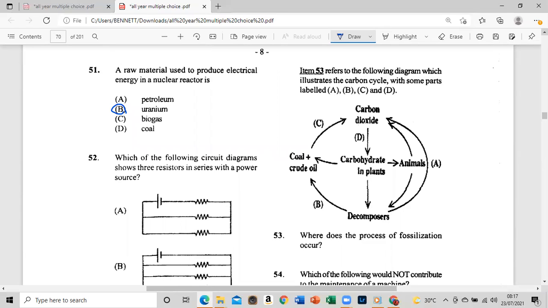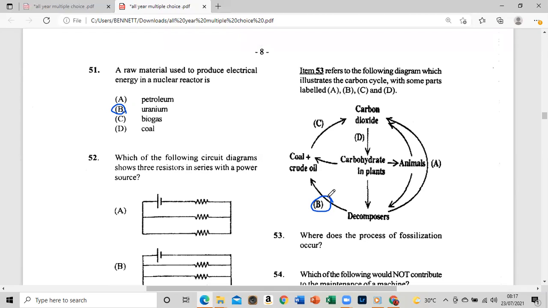53 refers to the diagram which illustrates the carbon cycle with some parts labeled A, B, C, and D. Where does the process of fossilization occur? It would be right here. So 53 is B. Right here, but from decomposers to crude oil.